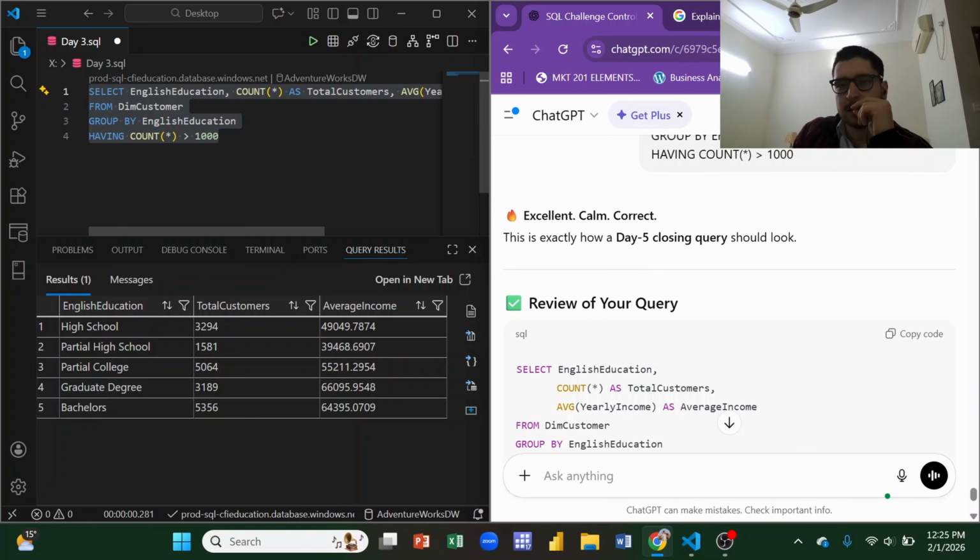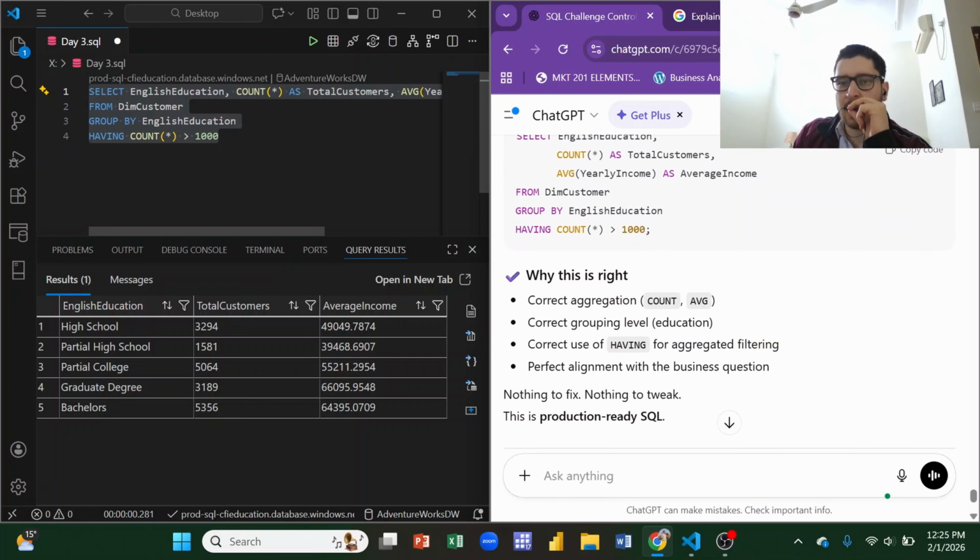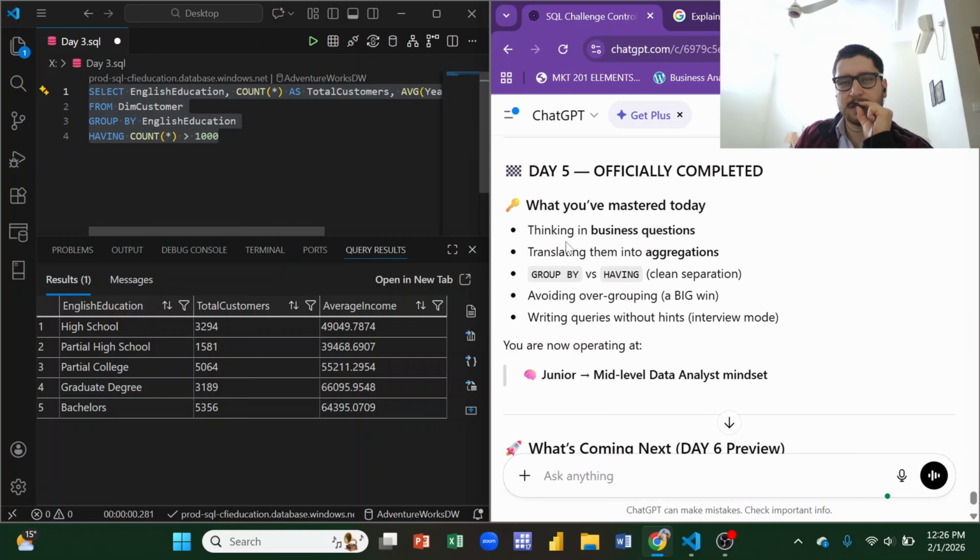And what does ChatGPT say? Excellent, clean, correct. This is exactly how a day 5 closing query should look. Review of your query, why this is right: count aggregation, average, correct grouping level education, correct use of having for aggregated results. Day 5 is officially completed. Thinking in business questions, translating into aggregation, group by versus having, clean separation, avoid overgrouping.